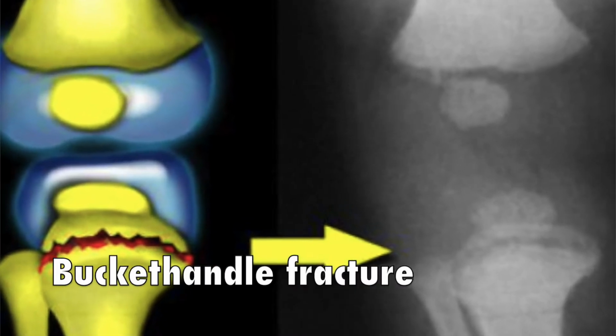And the last kind of fracture is called a bucket handle fracture, also called a corner fracture. Now this is a typical fracture that's seen in the legs, especially in the thigh bone.